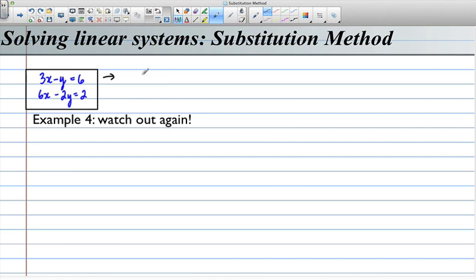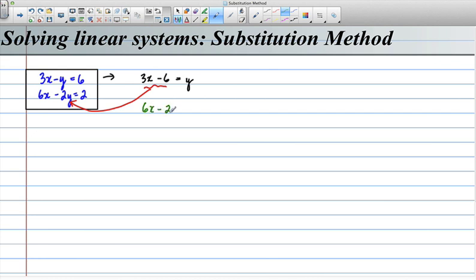We'll isolate the y. So we have 3x minus 6 is equal to y. 6x minus 2 times 3x minus 6 is equal to 2. We have 6x minus 6x plus 12 is equal to 2. And collecting our like terms creates 0x is equal to, subtract 12 both sides, negative 10. Divide by 0, impossible.